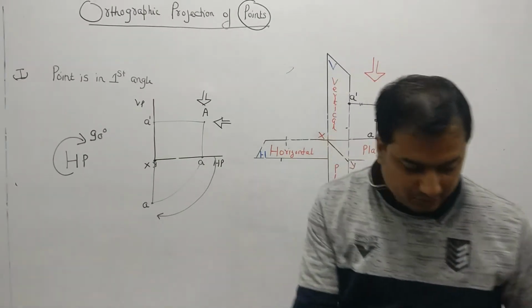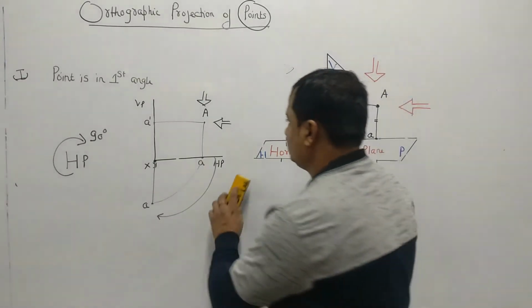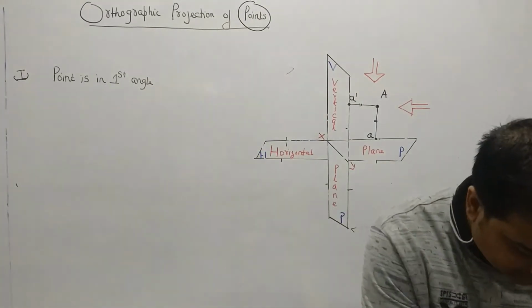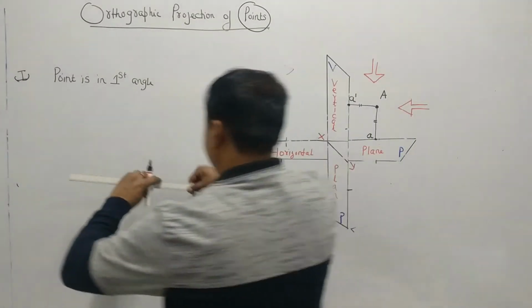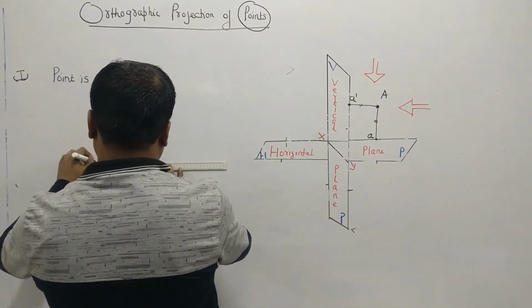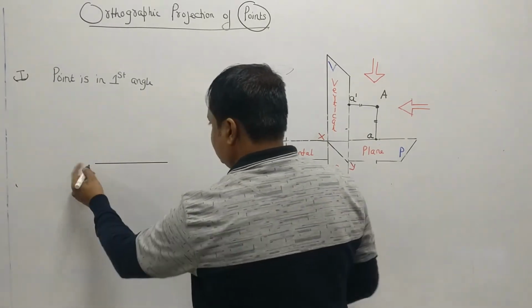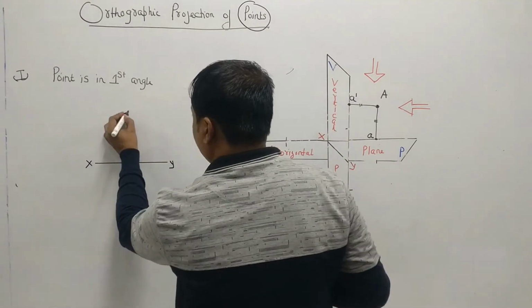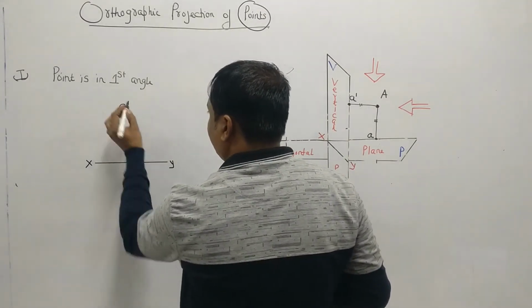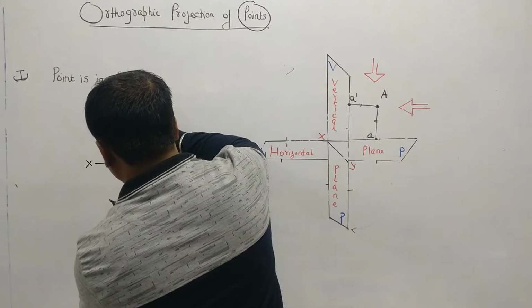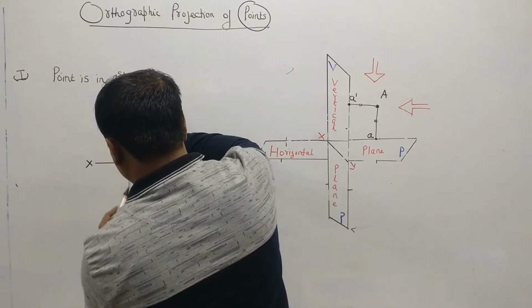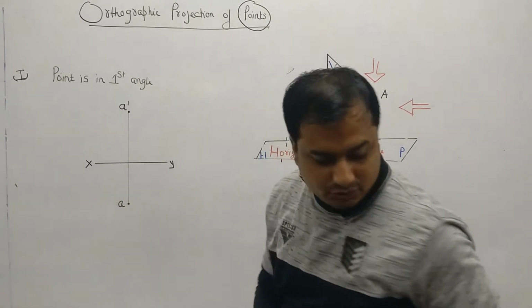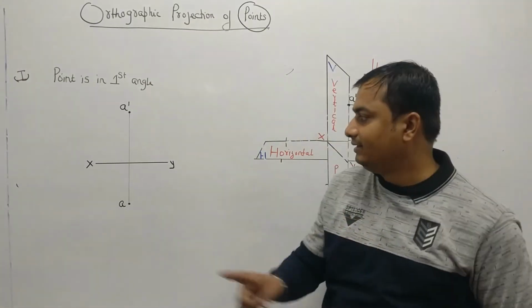So what is the final projection which we have to draw? The final projection will be like this. This is my intersection, that is the reference. The front view will be above XY, and the top view will be below XY. So this will be my top view.